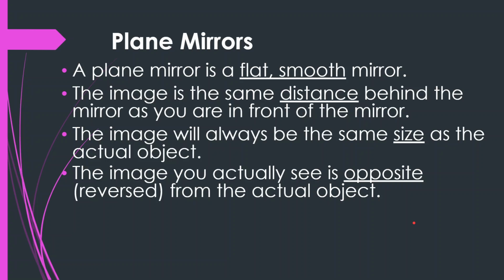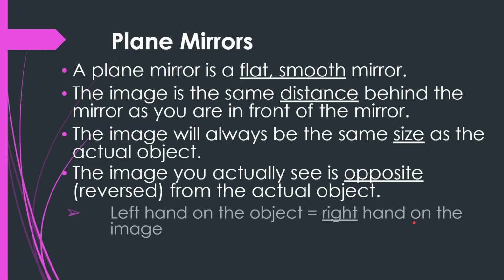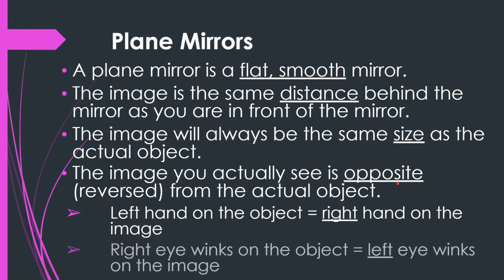If you've ever stood in front of your mirror wearing a shirt that has some writing on it, you'll see that the writing is reversed. And when you raise your left hand, it is your right hand in the mirror image that raised. If you wink with your right eye, it's the left eye in the mirror that winks. So they do get reversed, but not upside down, and the image is perfect.